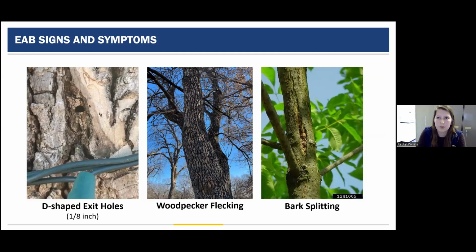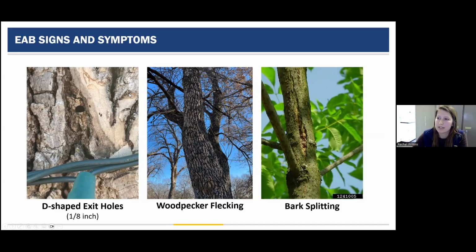So I want to talk about a few other signs and symptoms. D-shaped exit holes are a very good sign that your tree might have emerald ash borer. So on the left there, you can see a single exit hole. It is a very cleanly shaped D, and they're about an inch or an eighth of an inch long.